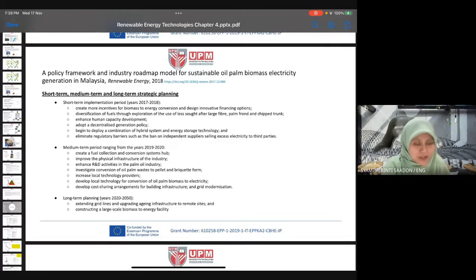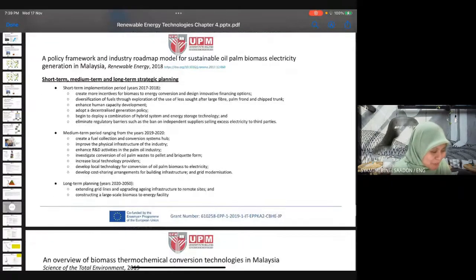We have a policy framework, this one for sustainable oil palm biomass electricity generation. So we have short-term, medium-term, and long-term strategic planning. I just show an example here of how we are going to plan the implementation of sustainable oil palm. Currently we should be in the medium to long-term range of planning. What I just showed, we are not going to read one by one.